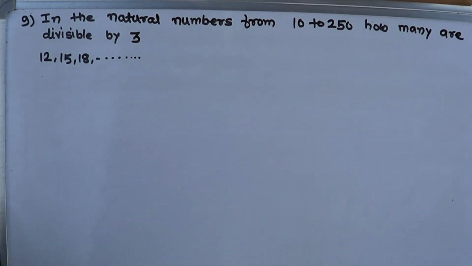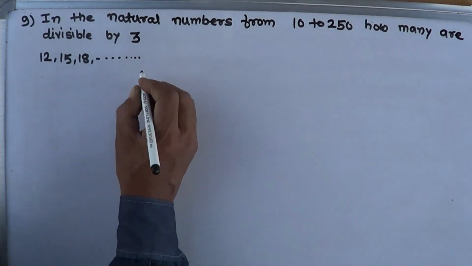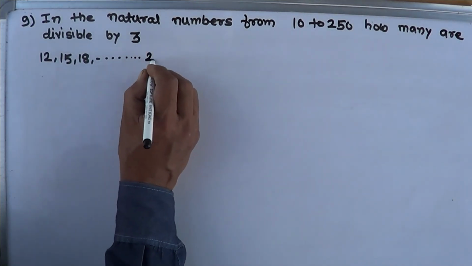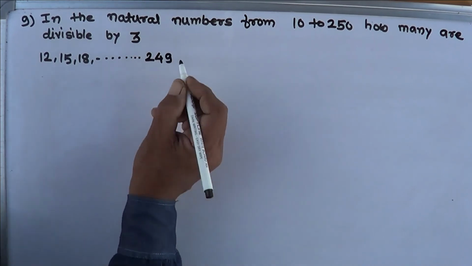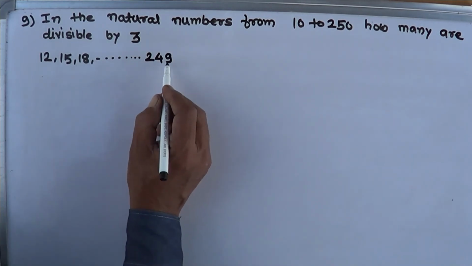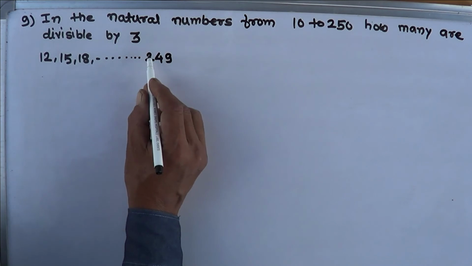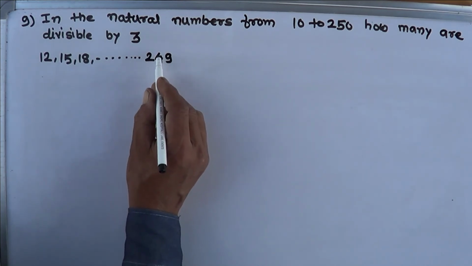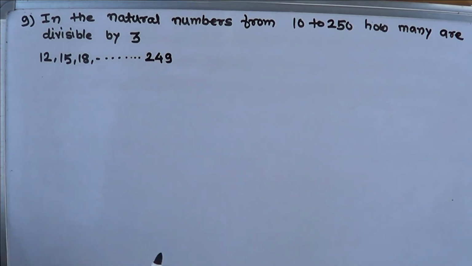So our last number will be 249. If we take the sum of its digits, this will be 9, 10, 11, 12, 13, 14, 15, and 15 is divisible by 3, and so this number is also divisible by 3.